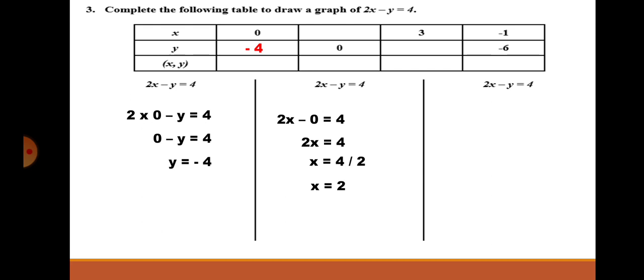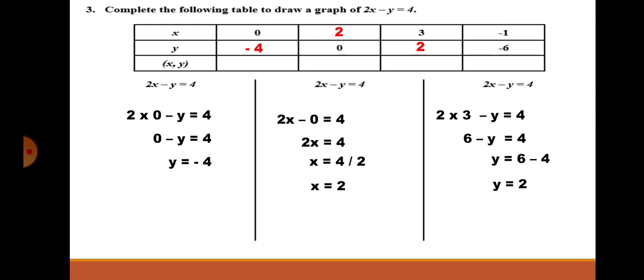Now the third one is 2x minus y equal to 4. We are going to substitute the value of x, which is 3. So 2 multiplied by 3 minus y equal to 4. 6 minus y equal to 4. We are finding y, so y should be positive. So we'll take y on the other side and bring 4 here. So it will become y equal to 6 minus 4, which is 2.